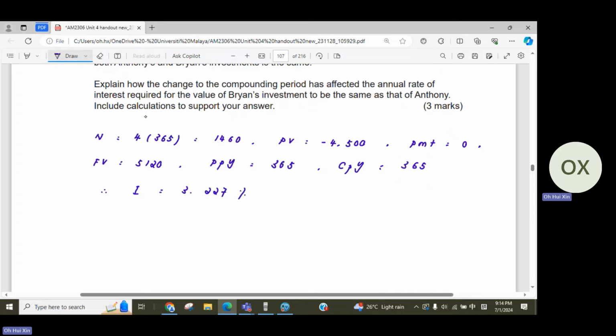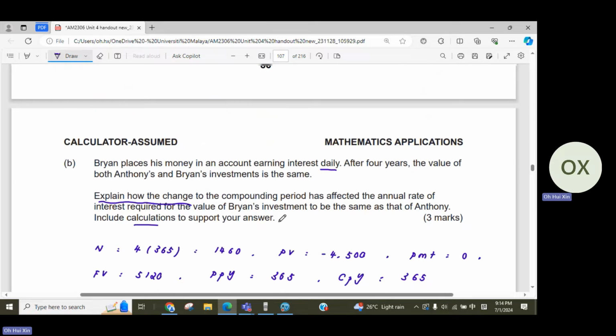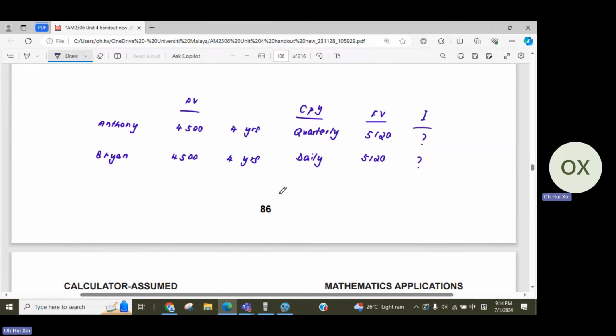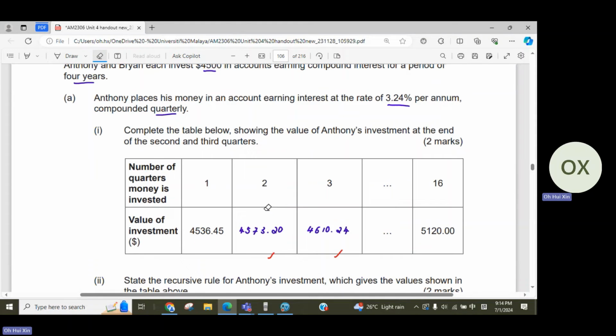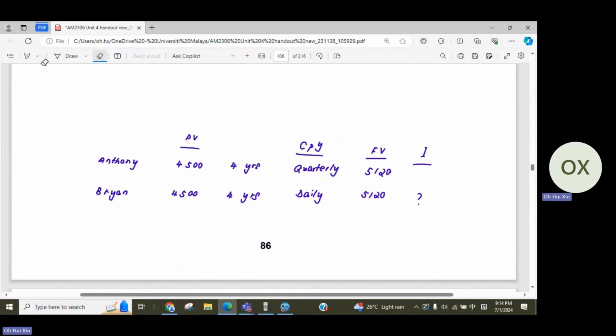Okay, so this is the part for the calculation to support the answer, but the question asks us to explain how the change to the compounding period has affected the rate. So what you realize is that previously for Anthony, sorry, I should put that in, previously for Anthony it's 3.24%.